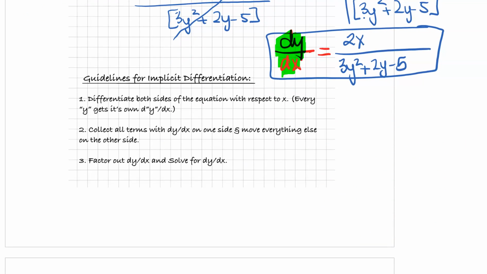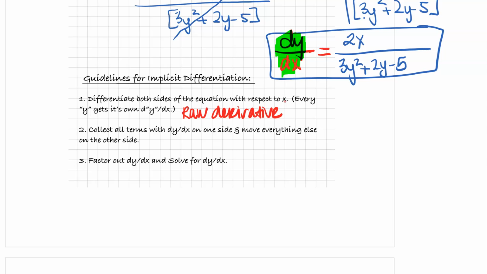So again, guidelines for implicit differentiation. 1, differentiate both sides of the equation with respect to x. Every y gets its own dy, quote unquote, dx. And so this is where you're just taking that raw derivative and getting that first part. And testing wise, grading wise, this is what's going to give you partial points. You got the raw derivative. The next set of partial points is that you could get it all by itself. The next set of partial points is you were able to factor it. And then you're able to solve it.